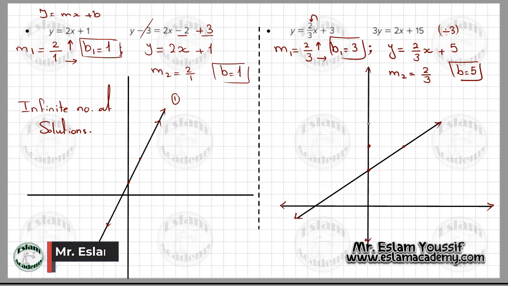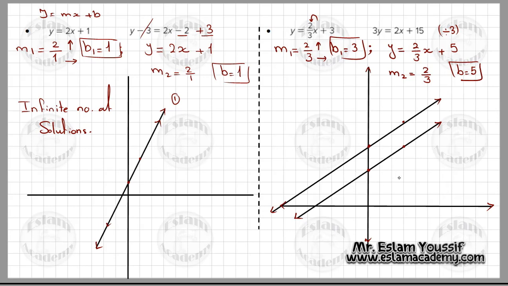We are going up 2, then going to the right 3. So now we have 2 points, so we'll draw the line which joins the 2 points. Once we have 2 parallel lines, it means there is no solution.